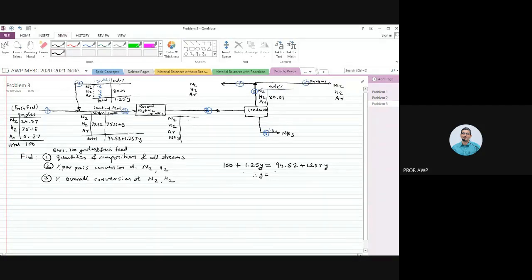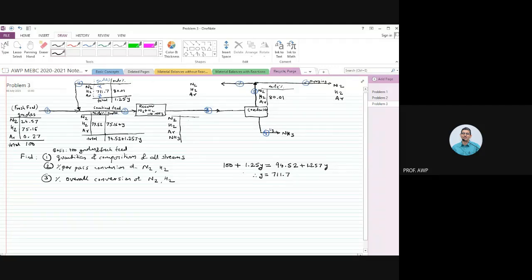So what is the value of Y? 711.69. So shall we just say 711.7? Yes, sir. Okay. So this Y we have already got, that is 711.7, right?